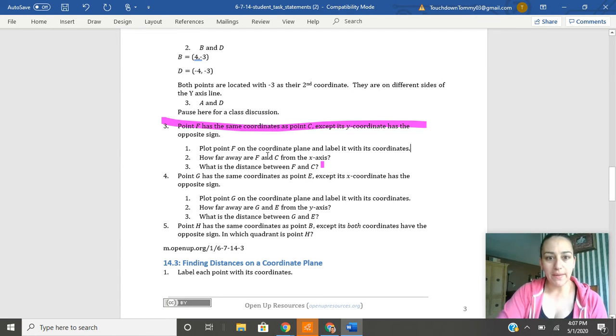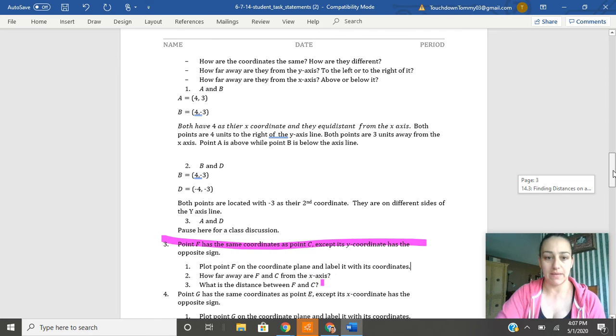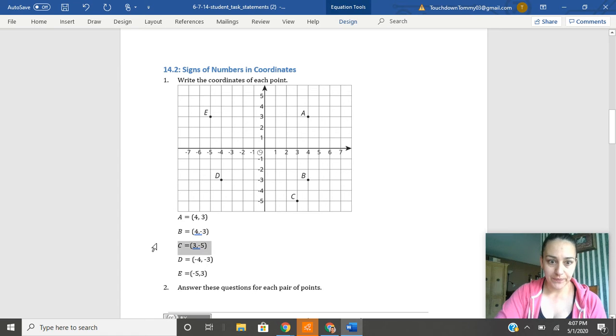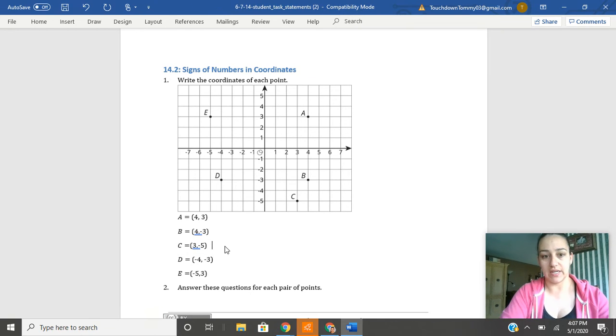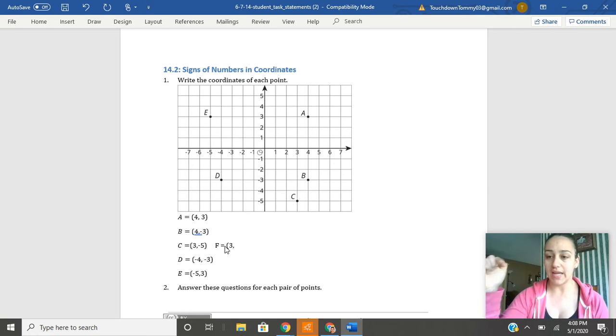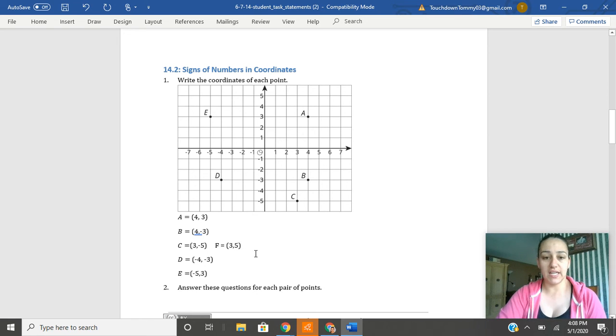So we need to plot point F on the coordinate plane and label it with its coordinates. Plot it and label it. It has the same coordinates as C, but y has the opposite sign. So all right, let's look at C. Point C here is 3, -5. So point F is going to be at 3, and its y, its second coordinate, is going to have the opposite sign. So instead of being a negative, it's going to be a positive.